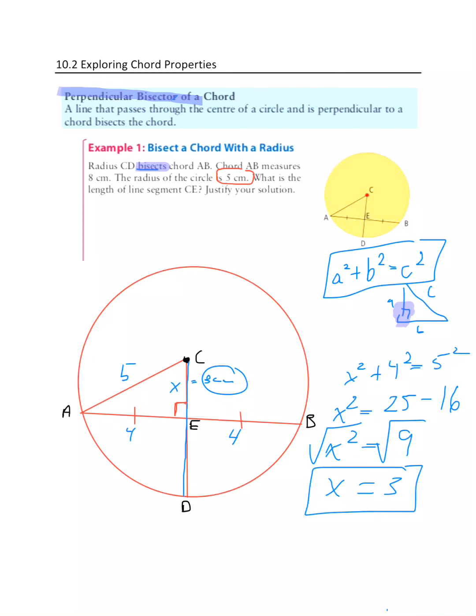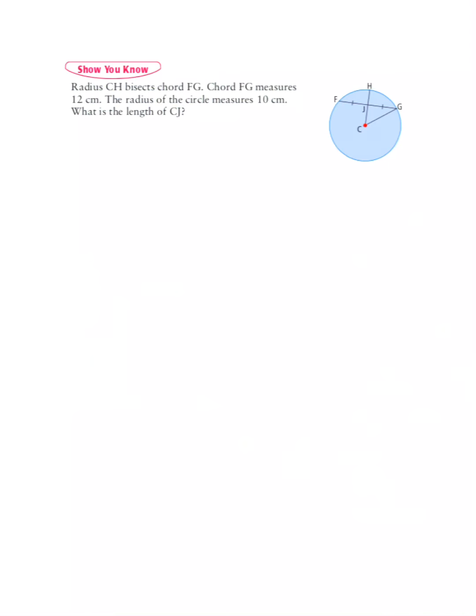Then we labeled the things we know because it bisected the chord, and they told us it was 8 centimeters. That means this side would be 4. It also told us the radius was 5 centimeters, so the radius here is 5. And because we know it's 90 degrees, we could solve for our 3 centimeter missing side. Okay, so these questions are basically just fancy ways of using Pythagorean theorem and understanding how circle geometry works.